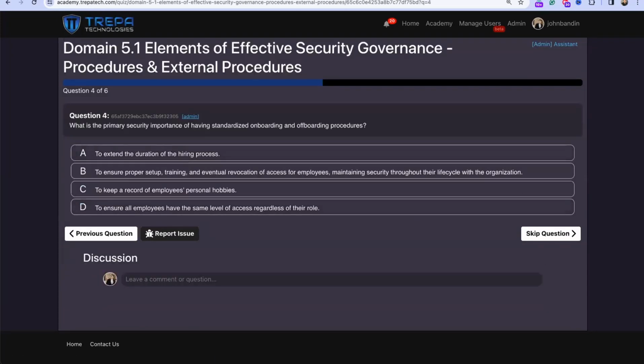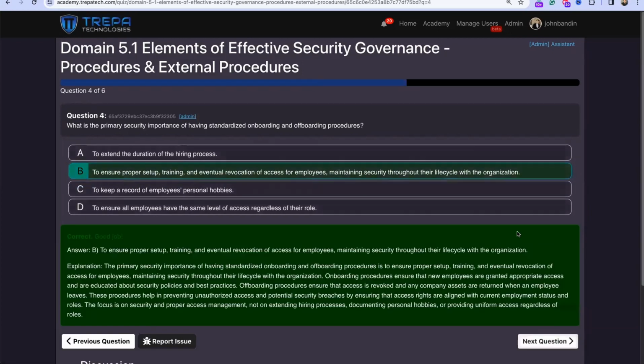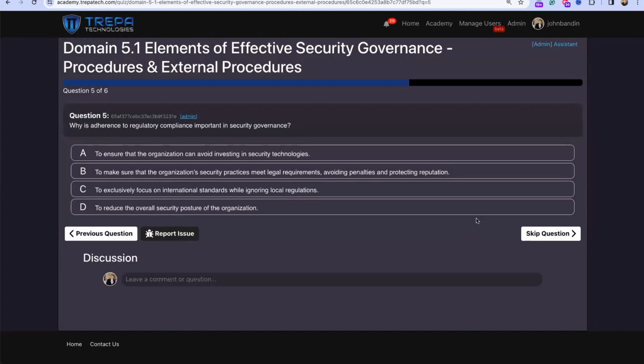Question 4: What is the primary security importance of having standardized onboarding and offboarding procedures? This is proper setup, right? We want to make sure that we're applying things correctly. We're having good onboarding of the employees so they gain trust in the organization, and we're doing all of the legal things we have to do. Question 5: Why is adherence to regulatory compliance important in security governance? This is to make sure that the organization's security practices meet legal requirements, avoiding penalties and protecting reputation.